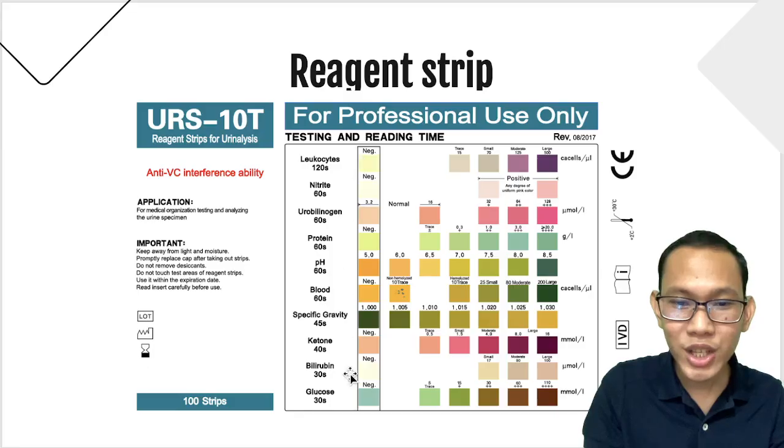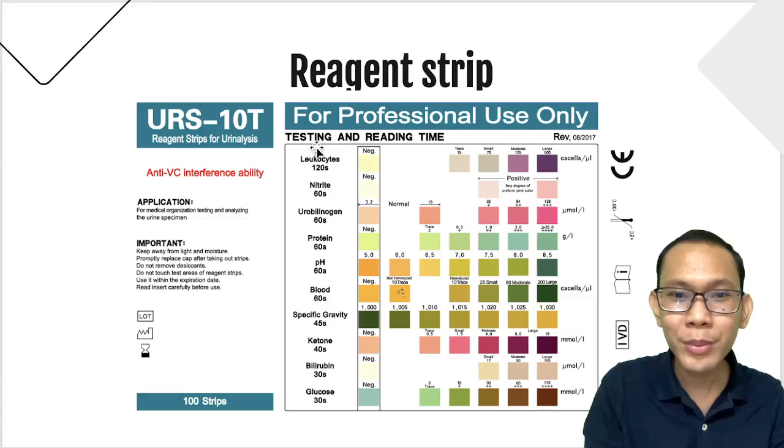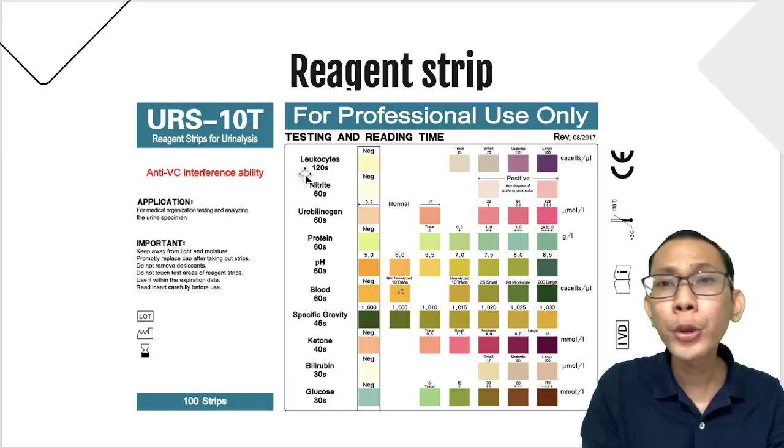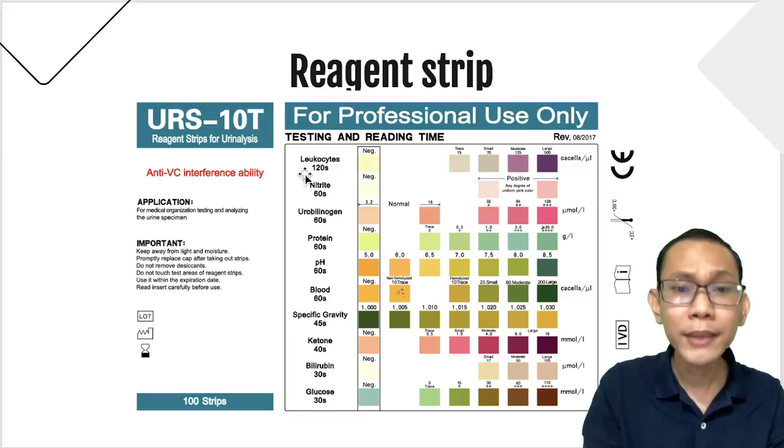Ito yung ating reagent strip. Again, na-include na siya sa ating chemical examination, no? Because your reagent strip already includes different parameters ng ating chemical examination. So, there are different reagent strips. Mayroong 14 parameters, 12 parameters, but what is commonly employed in the laboratory is a 10 parameter.